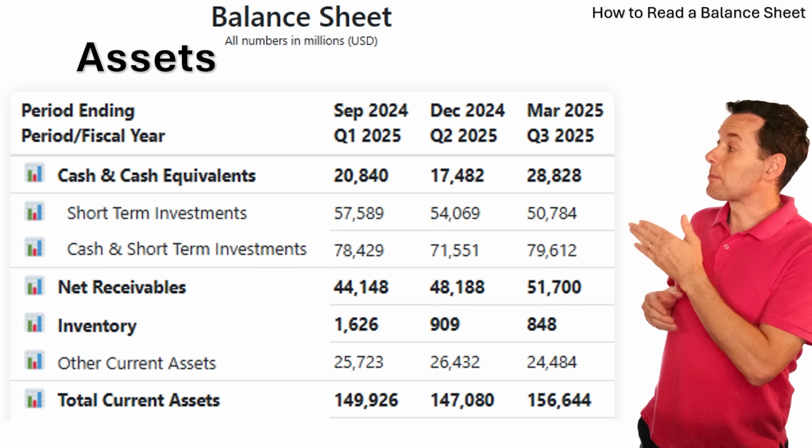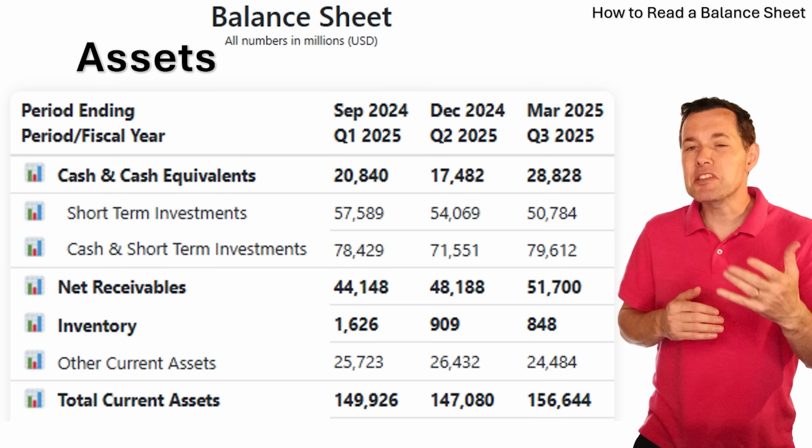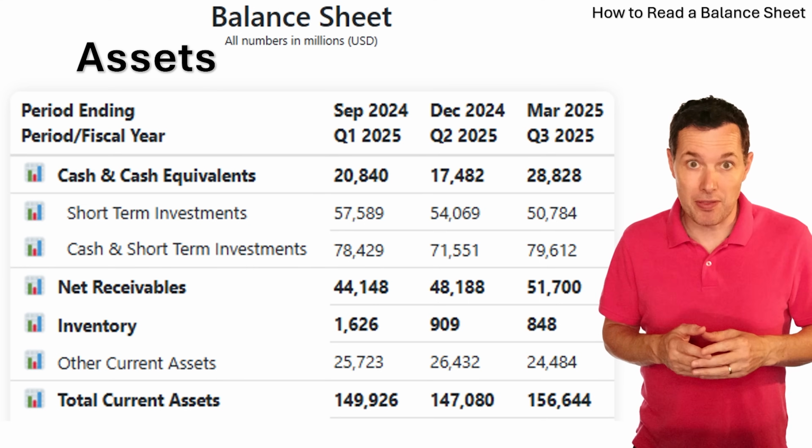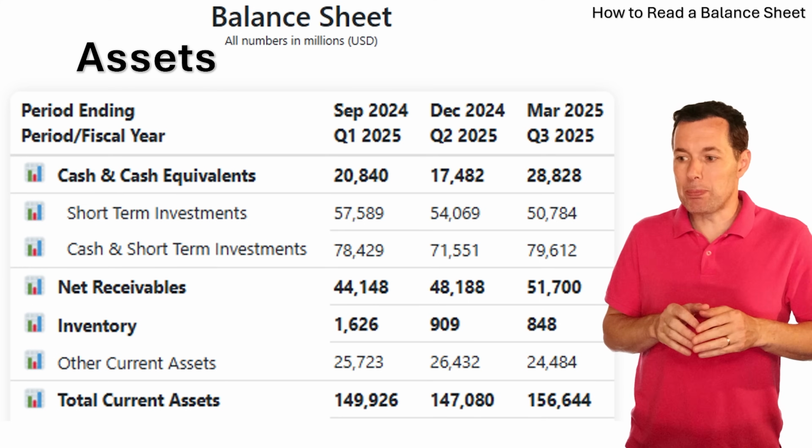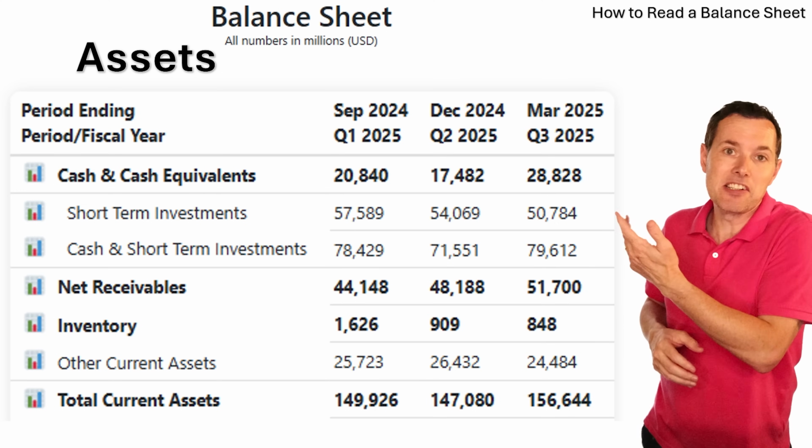Okay, then we've got a line item called net receivables. So net receivables is actually a combination of a couple different things. One is accounts receivable. Accounts receivable would be money that is owed, in this case, we're looking at Microsoft.